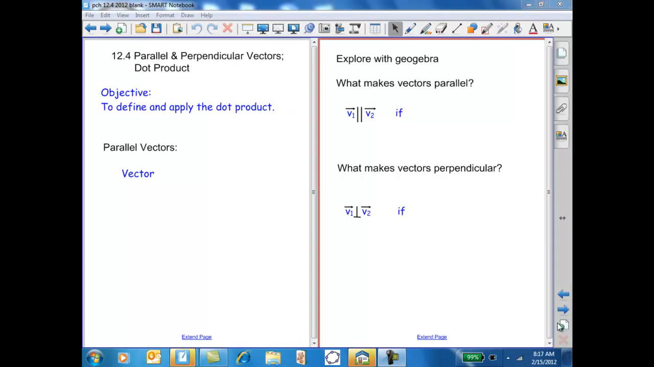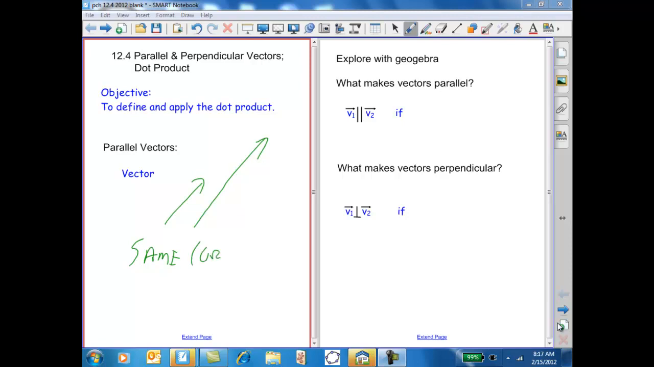What makes vectors parallel? Parallel vectors look like this. They could be different lengths as long as they're in parallel lines. Right? So they have the same direction, same or exactly opposite direction, right?